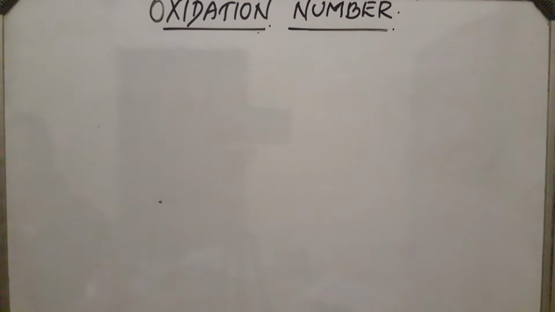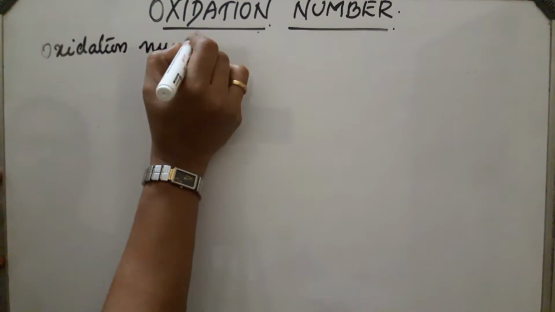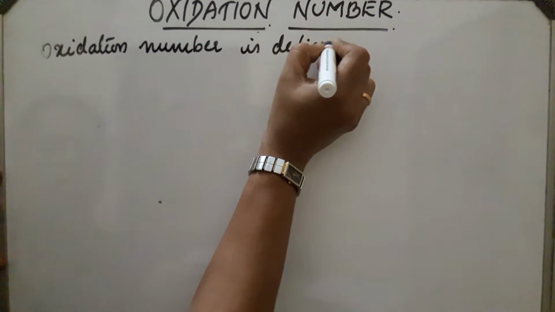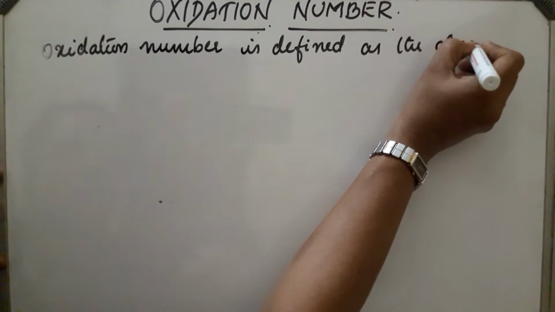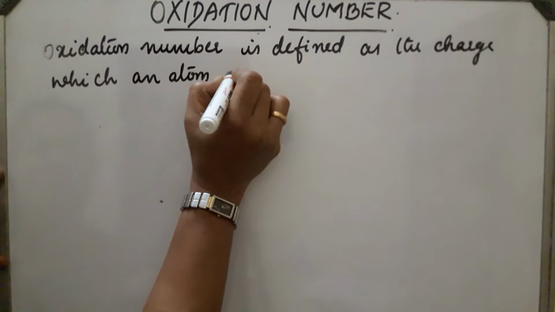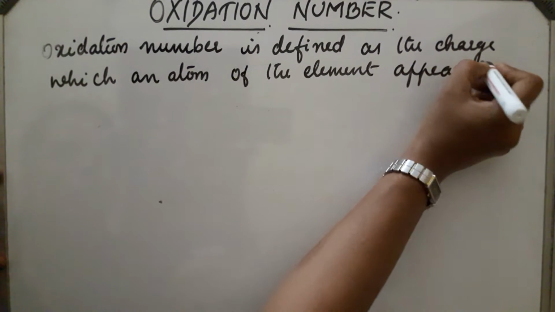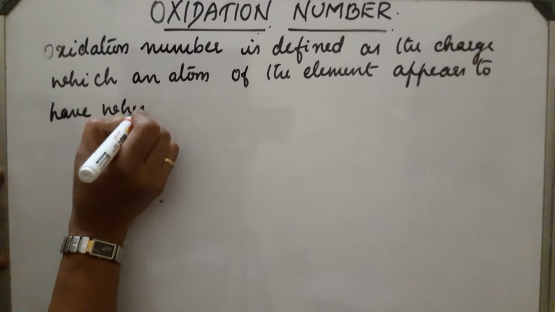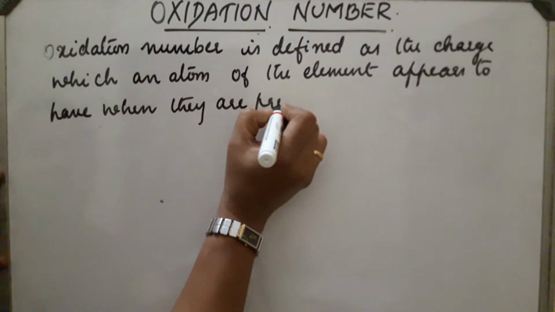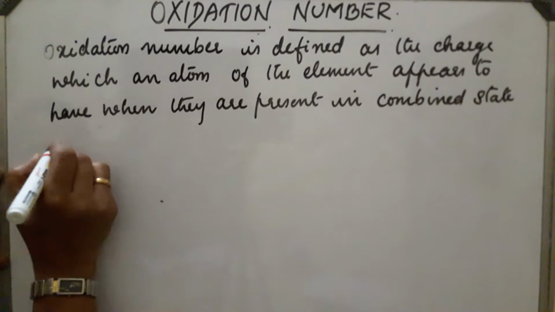Oxidation number. Oxidation number is defined as the charge which an atom of an element appears to have when they are present in the combined state in a compound.